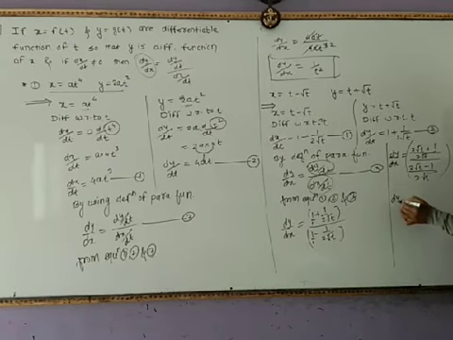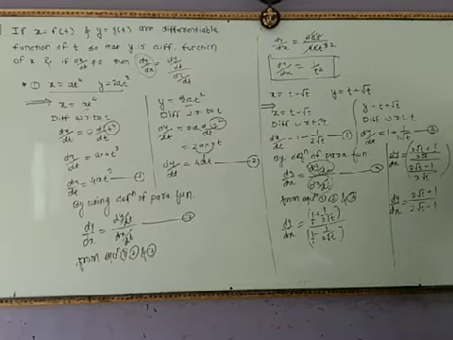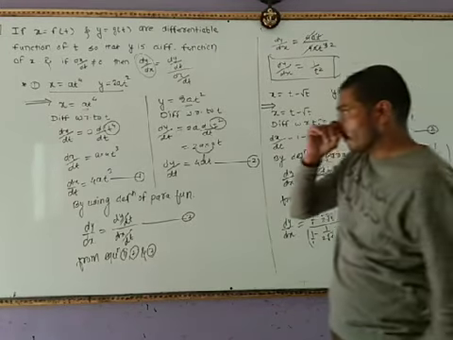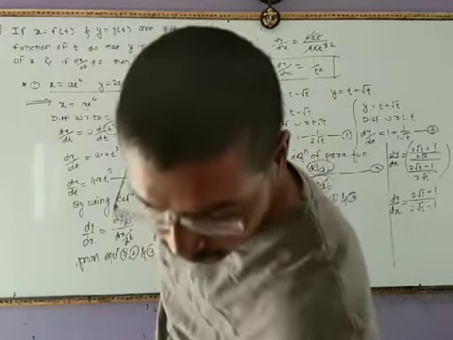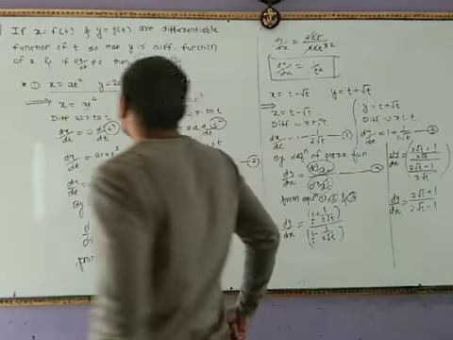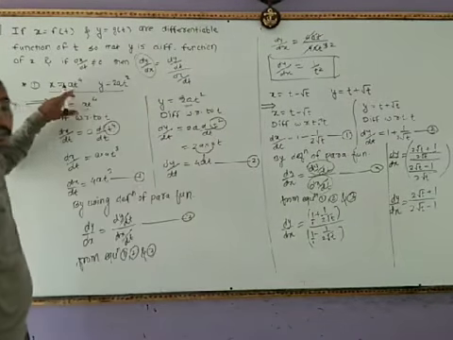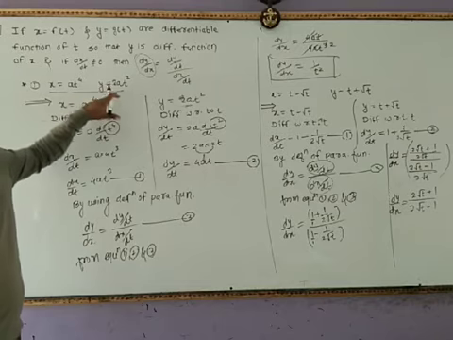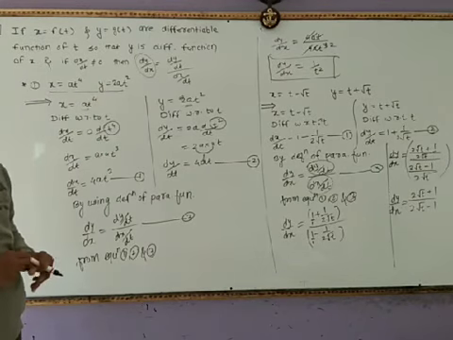So dy by dx, the required derivative, we get is (2√t + 1)/(2√t − 1). Okay, then the next equation is given: x is equal to a t raised to 4 and y is equal to 2a t square. Simplify it.